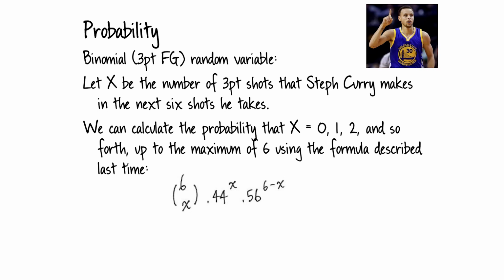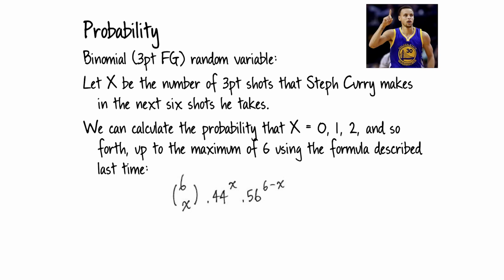Okay, second example. Remember that in the Steph Curry example we did last time, we talked about how we could think about the number of three-point shots that he made as having a binomial distribution if we made certain assumptions, such as the shots were independent and the probability of making each shot was the same for each shot.